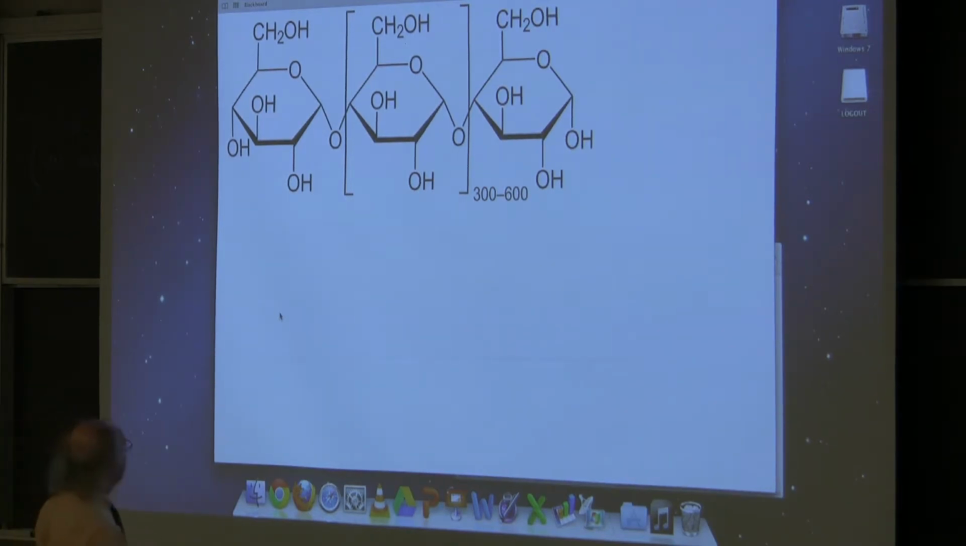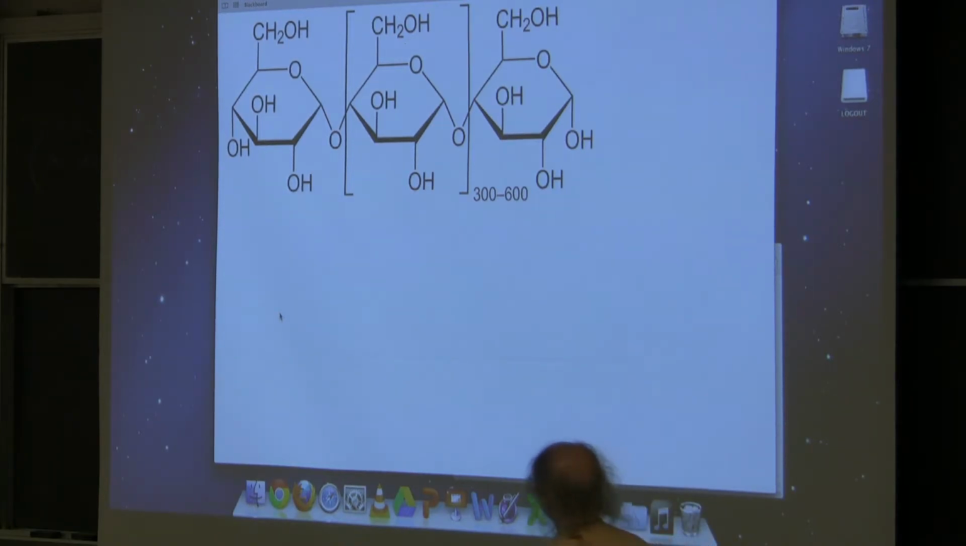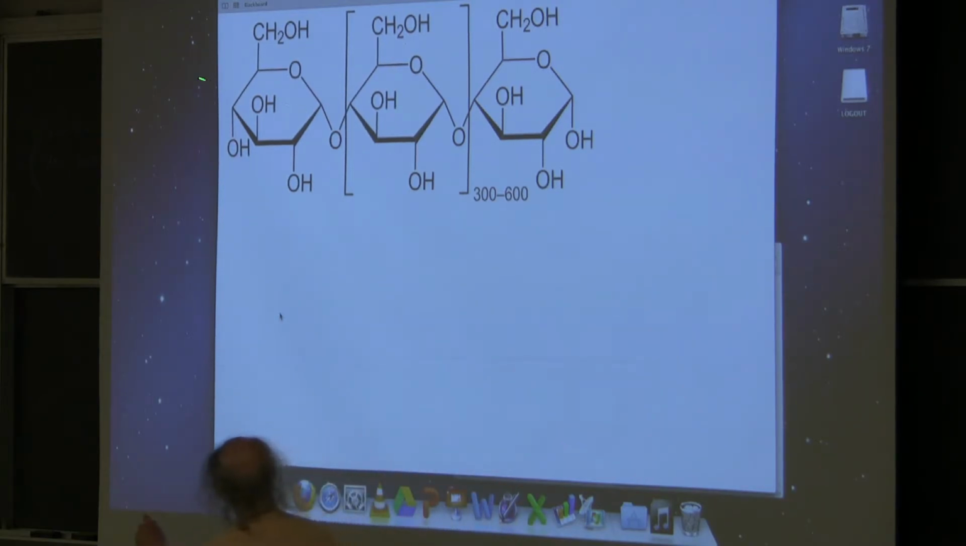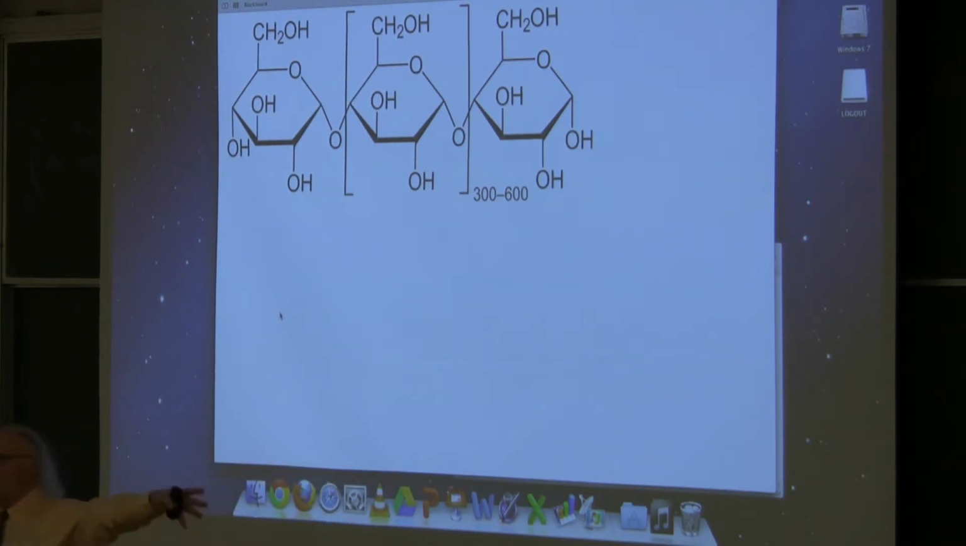What you see on the screen is a common polysaccharide we find in plants. It's known as amylose. And it's a polymer of glucose. The glucose units are joined by what we call alpha 1,4 bonds. There's position number 1, and there's position number 4. Position number 1 is in the alpha, so we call it an alpha 1,4 bond, and you'll notice down here it says 300 to 600 of them. We may have 300 to 600 of these, all glucoses, all in alpha 1,4 bonds.